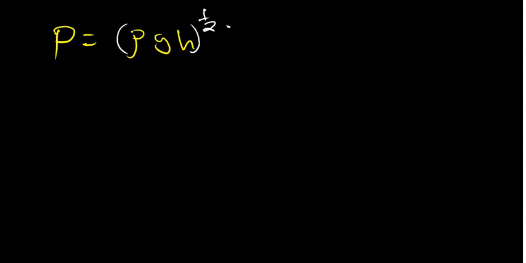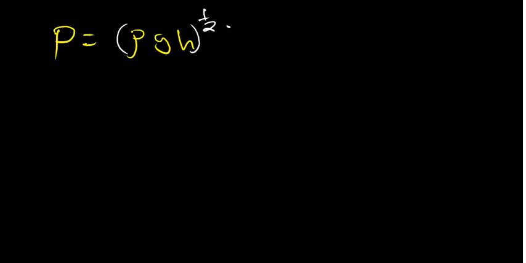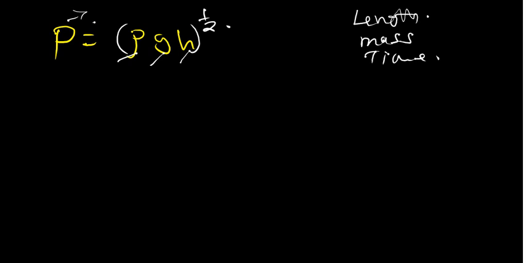Okay, given that P, the first one, is the pressure, then this is the density, this is the acceleration due to gravity, and this is the height. Now remember the rules of dimension analysis. When we talk of dimension analysis, we are talking about three things: the length, the mass, and the time. These are the only things you are supposed to remember.